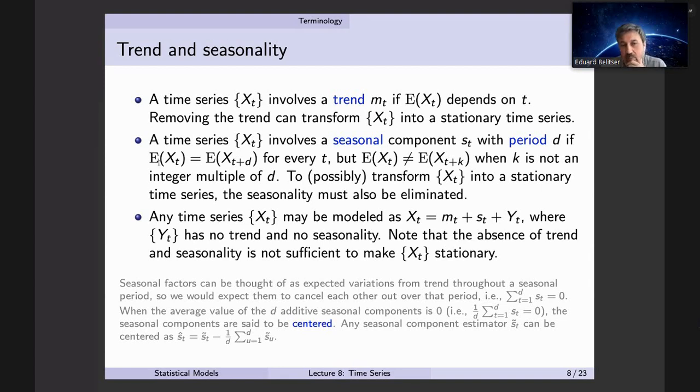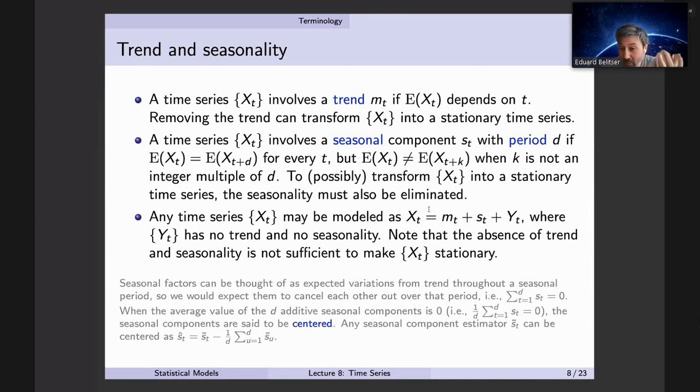Okay, that means that the expectation at the time point t, xt, is equal to the expectation of x at t plus d, where d is the period of that thing. Usually you see by eye what the period is. Actually, if it's not known, then it's a very difficult problem to estimate. But you just see that by eye, and in this course, we assume that d is known. So then we would like to see that seasonal component, and maybe we would like to extract that.